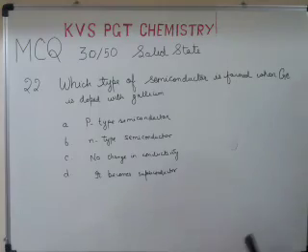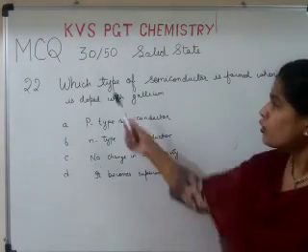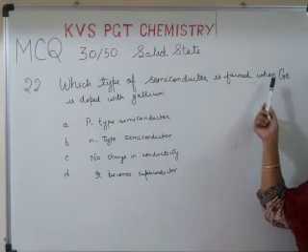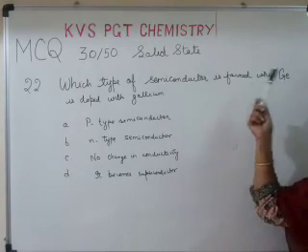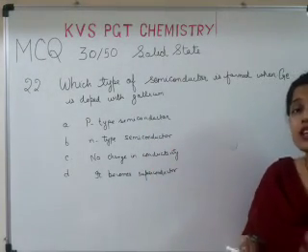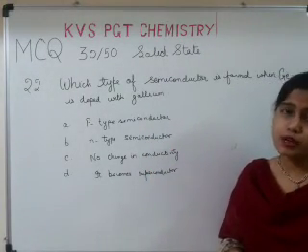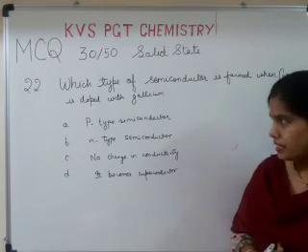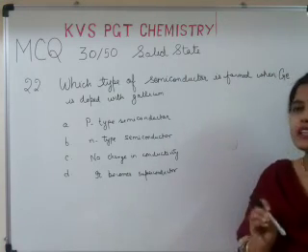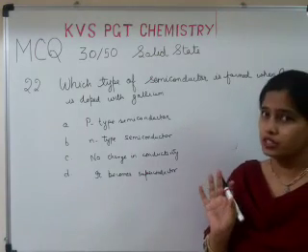Now we have the next question. See, which type of semiconductor is formed when germanium is doped with gallium? So dear children, germanium belongs to group 14, right? Now it's talking about doping. So doping means that definitely there is change in the conductivity.